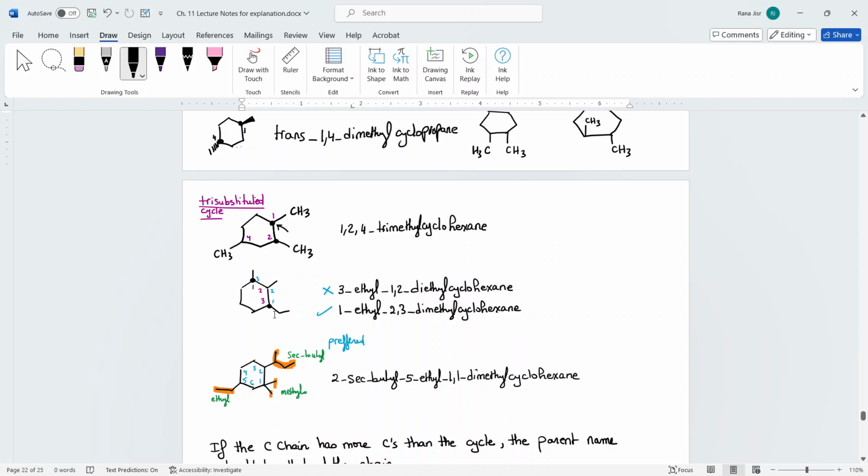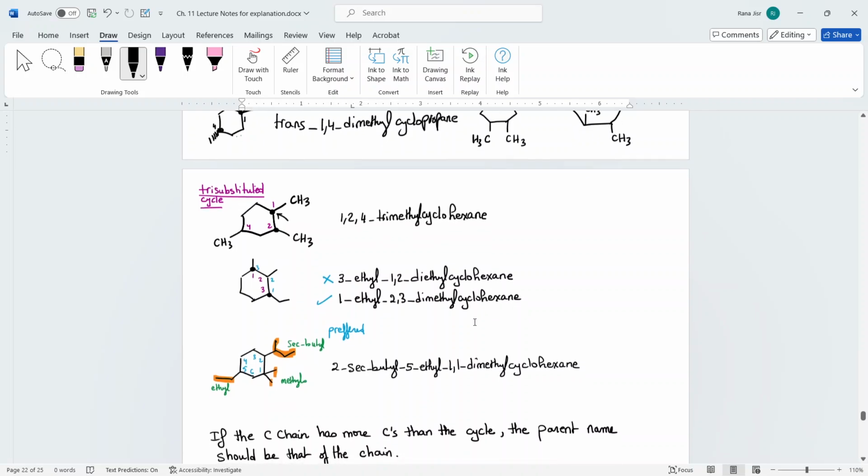So if this is the case, you need to arrange the substituents by alphabetical order and start with the first alphabetical order substituent to give it the lowest number possible. So ethyl and methyl, E comes first, so this is why I'm starting the numbering from the ethyl and I am giving it the lowest number possible, and then you have the 2,3-dimethyl cyclohexane.